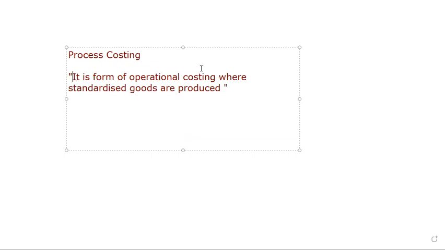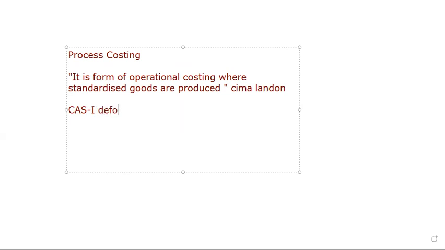Okay, this is as per the definition given by CIMA London. Then, as per the Cost Accounting Standard, that is CAS 1, which defines process cost. Just like accounting standards, costing also has accounting standards. That is called a cost accounting standard.